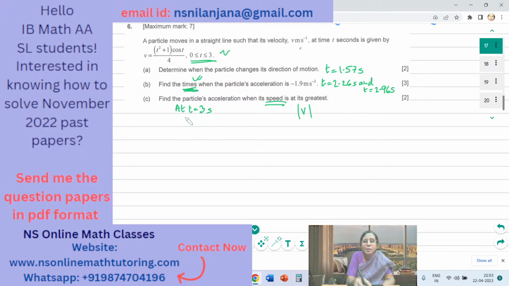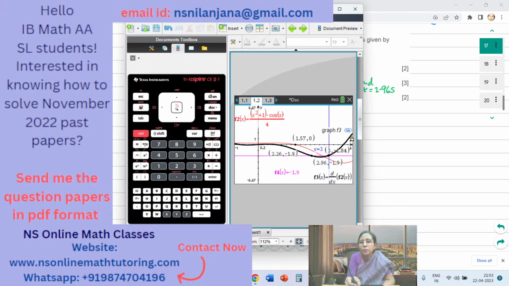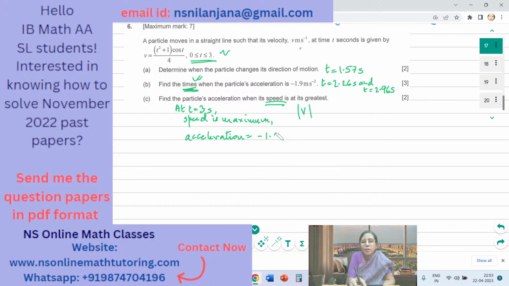This is at t equal to 3 seconds. Speed is maximum. Acceleration equal to negative 1.84 meter per second square. And the particle's acceleration when its speed is at its greatest: the speed is greatest when t equals 3 seconds, and the corresponding acceleration is negative 1.84 meter per second square.